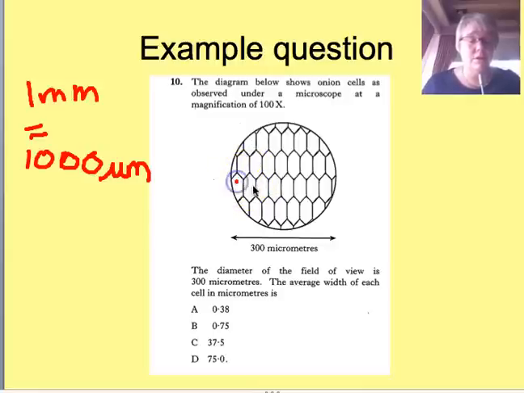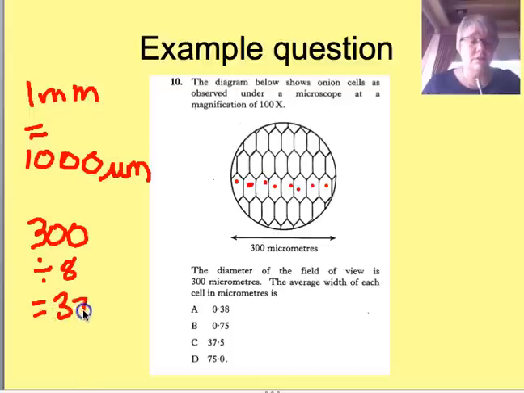Now here there's 1, 2, 3, 4, 5, 6, 7, 8 cells. So if it's 300 micrometers across, and there are 8 cells, 300 divided by 8 gives you the answer 37.5 micrometers. And that's how you would work it out. And you may come across examples of questions like this in the examination.